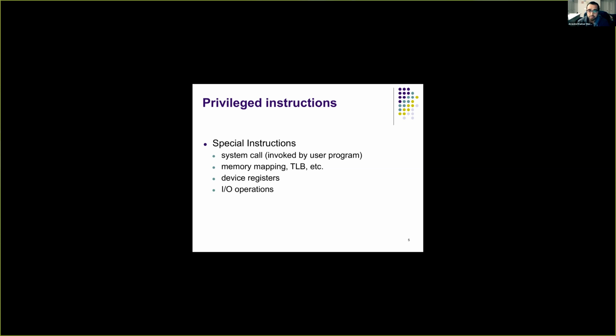There are various privileged instructions. For instance, the instructions related to system calls, memory mapping, device registers, and IO operations. There is a special set of instructions in x86, and also in ARM. These instructions are disallowed in user mode, and that way the operating system ensures that a process cannot randomly affect the operating system or other processes.